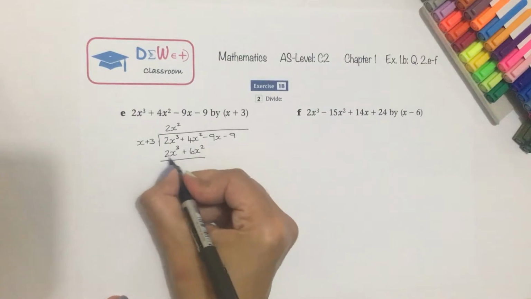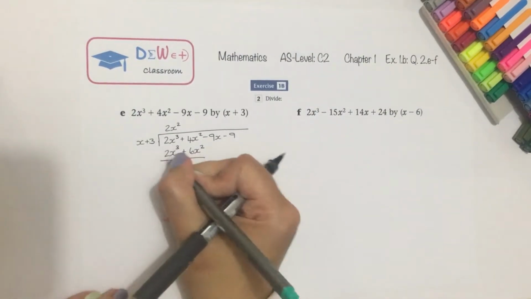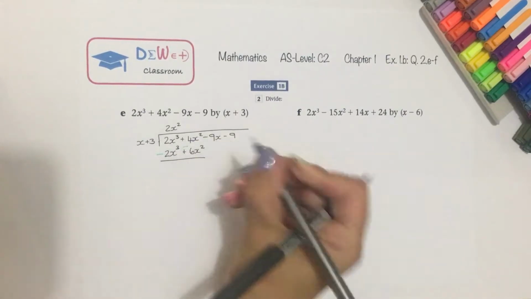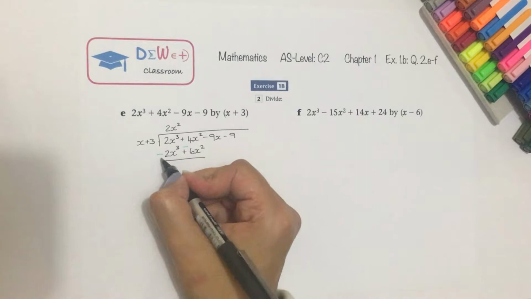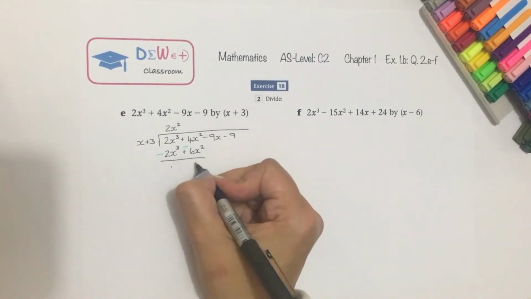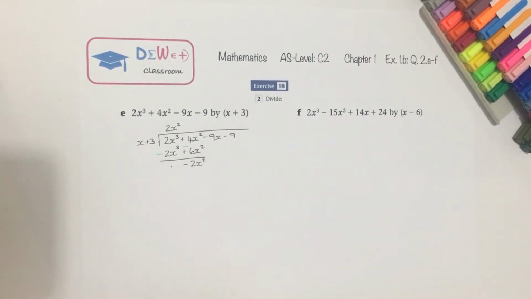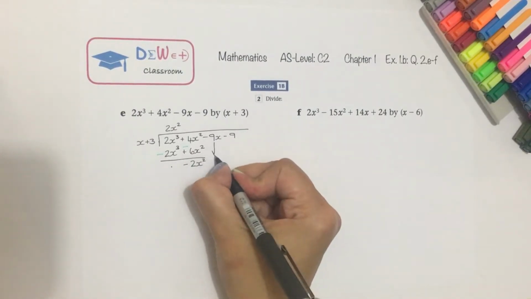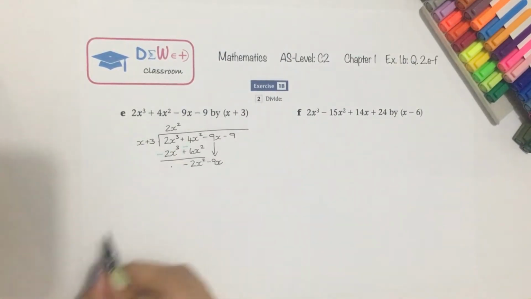Now we need to subtract this part from the top part, and before we can do that we need to change the signs, right? So we change the signs, and then we've got 2x to the power of 3 minus 2x to the power of 3, which is 0, and 4x squared minus 6x squared is minus 2x squared. We bring down that minus 9x, and then we start the process all over again.